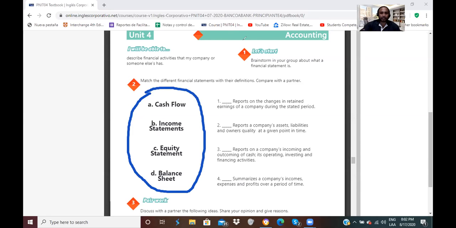Income statements. Equity statement. Balance sheet.